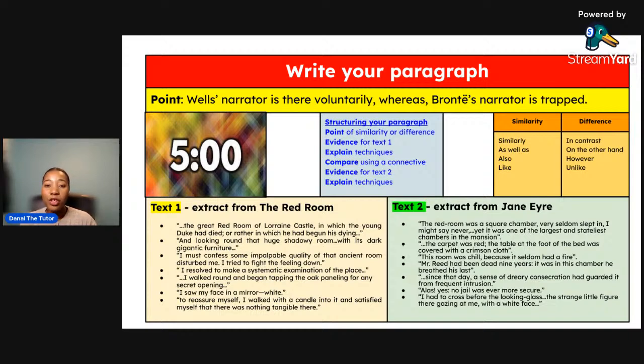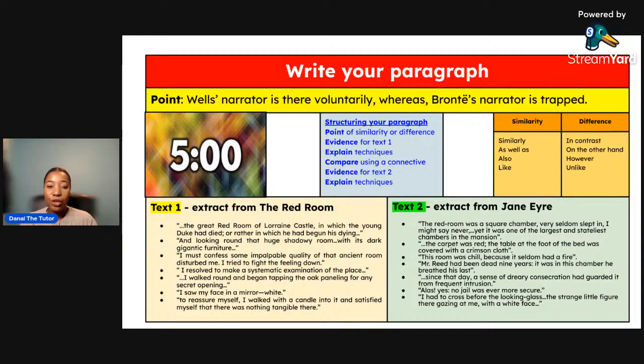Sophie, you mentioned oppression, so that's a good word that you could use here, okay? And you add your evidence for text two. So there, picking from the quotes that are on the screen, think about which quote demonstrates that sense of feeling trapped and oppressed. And like you did for text one, you also explain the techniques that are used there, okay?